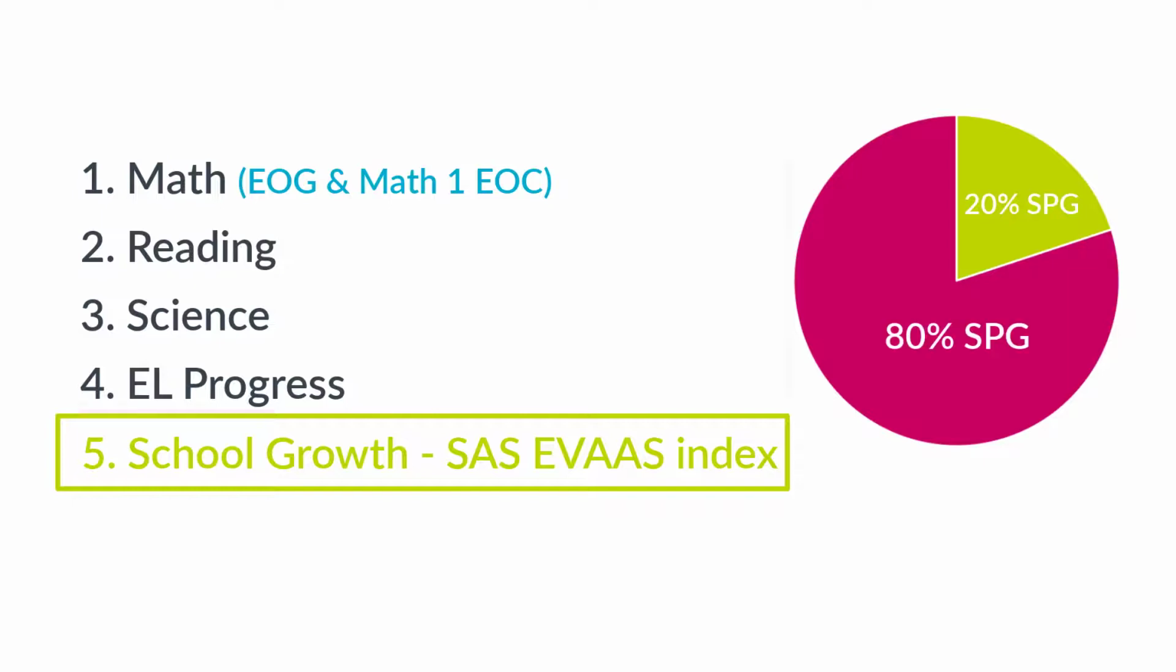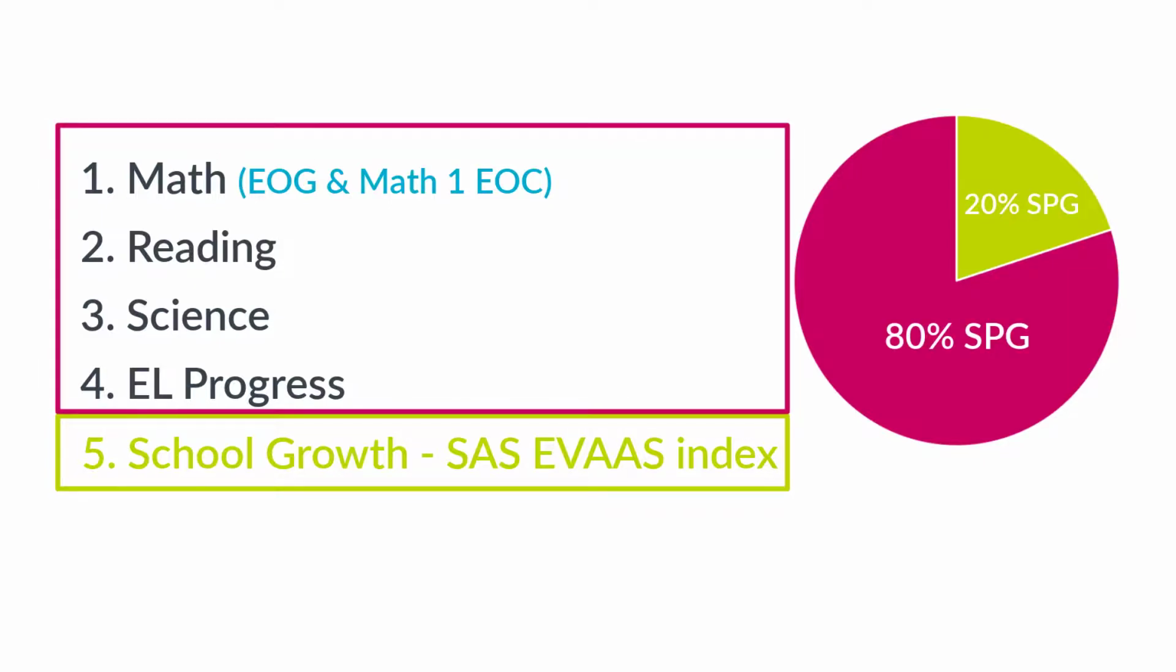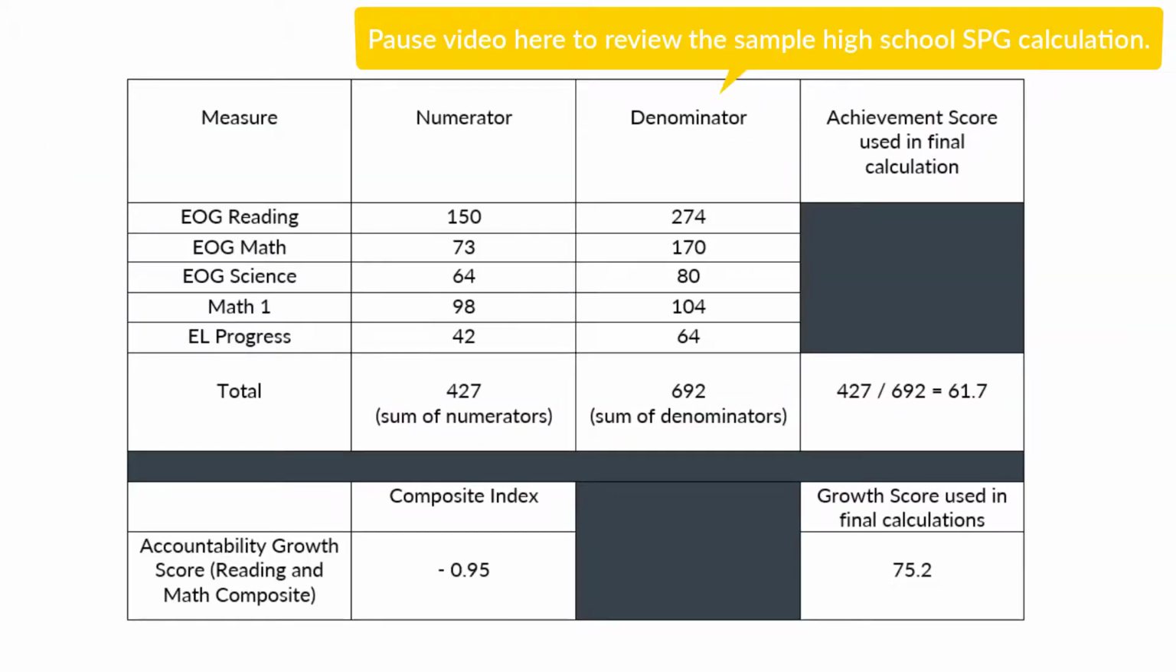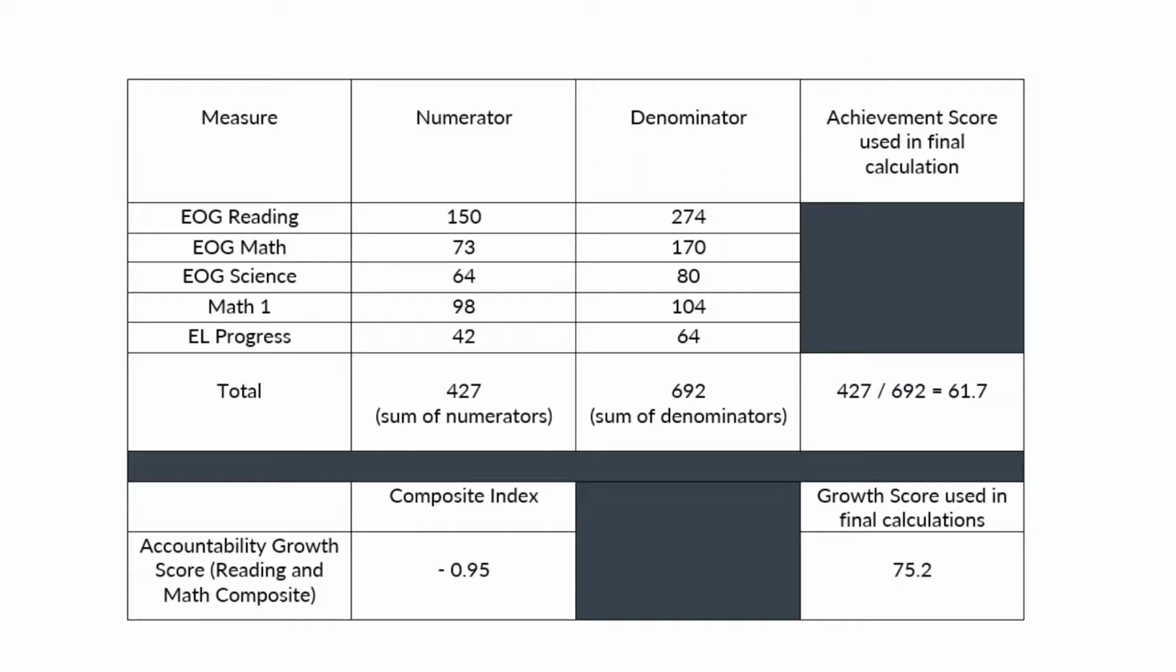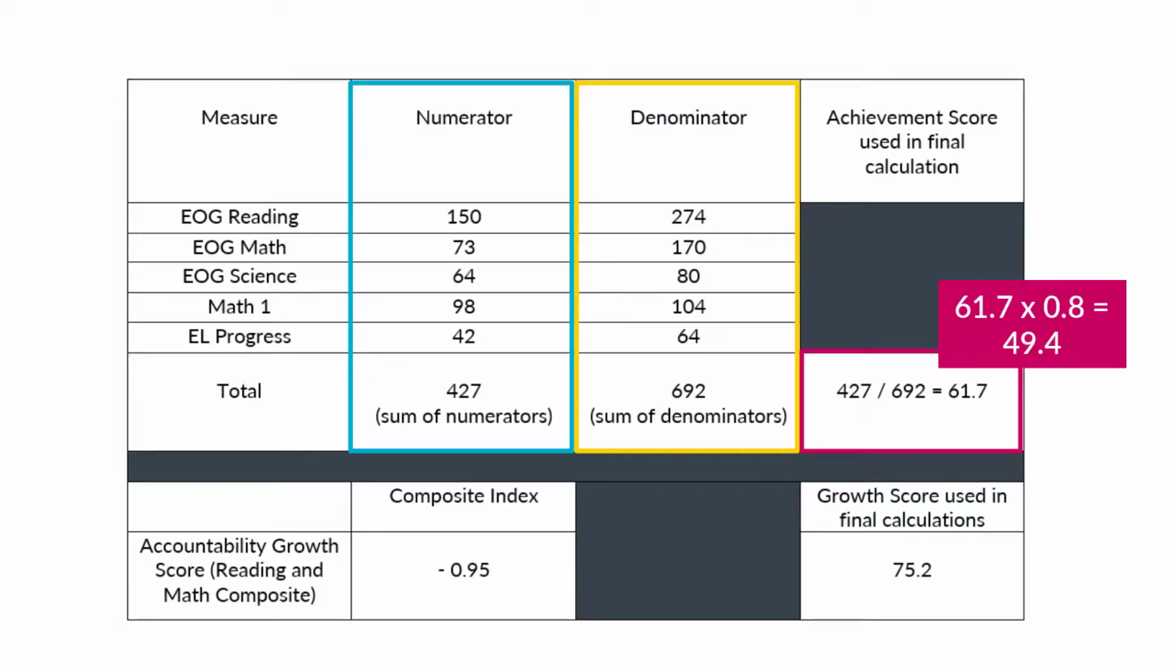As previously stated, 80% of the SPG is derived when you combine all the academic indicators that have 30 or more in the denominator. To combine them, you add all the numerators together to form a combined numerator. Then you add all the denominators together to form a combined denominator. Once you have those values, you divide them to get a percent and then multiply that percent by 0.8, or 80%.